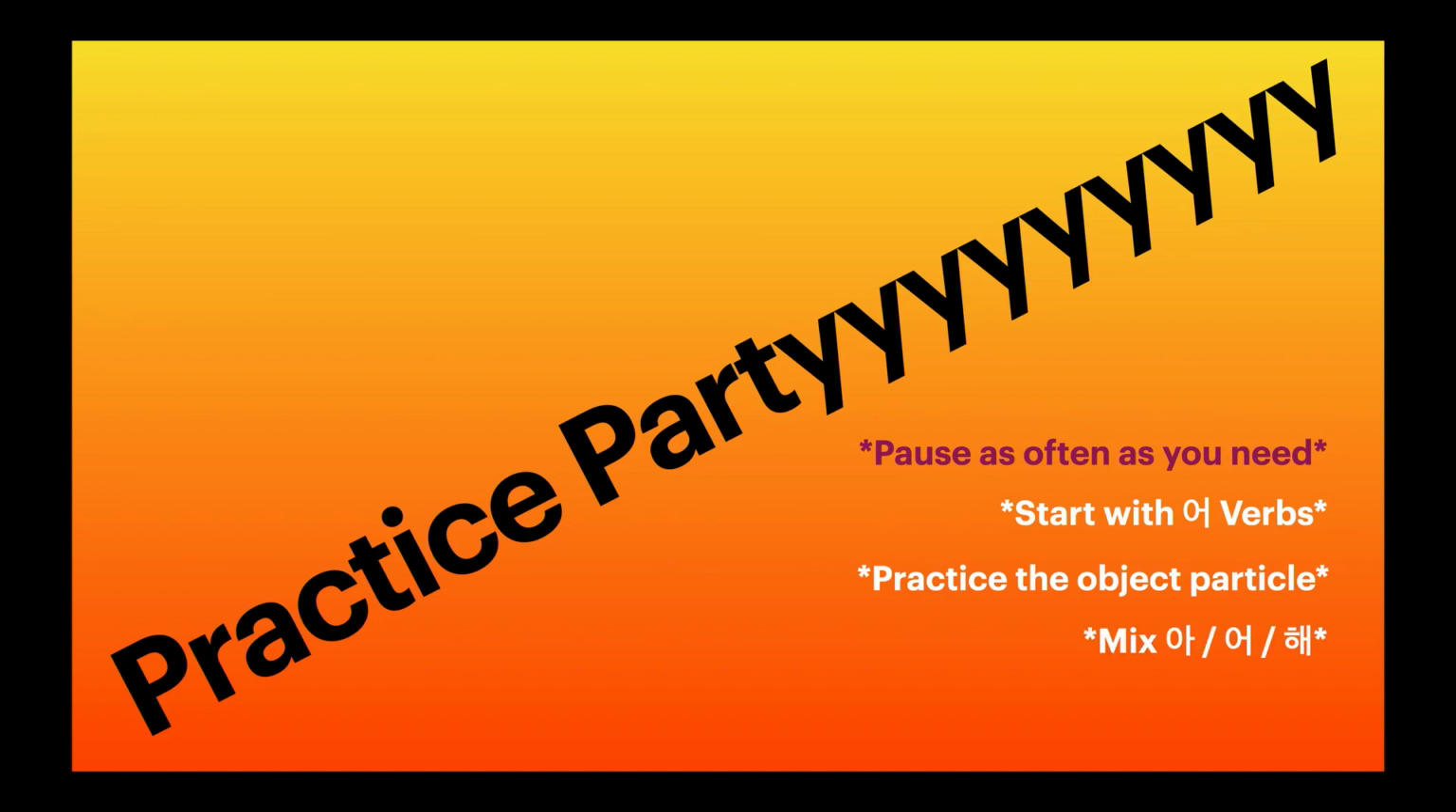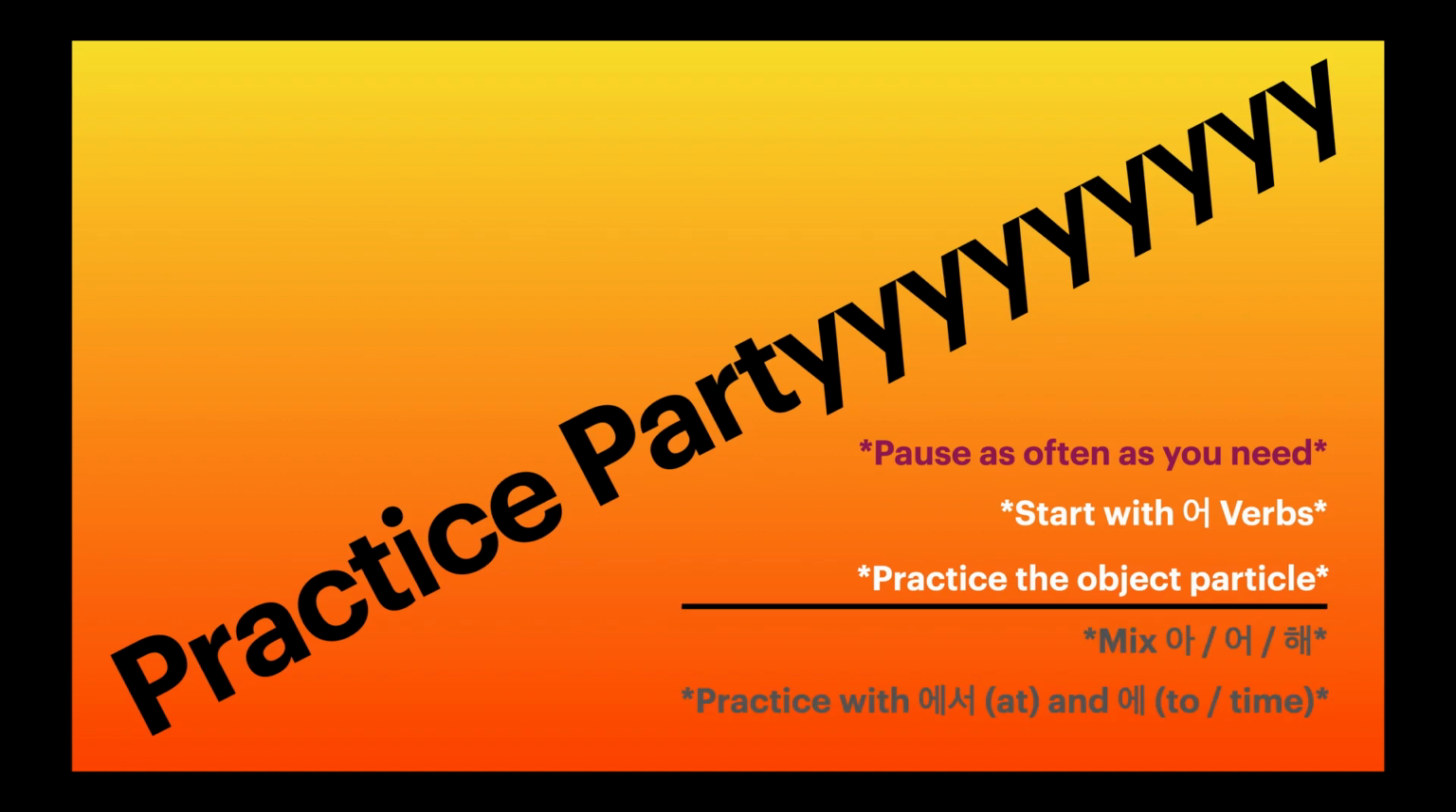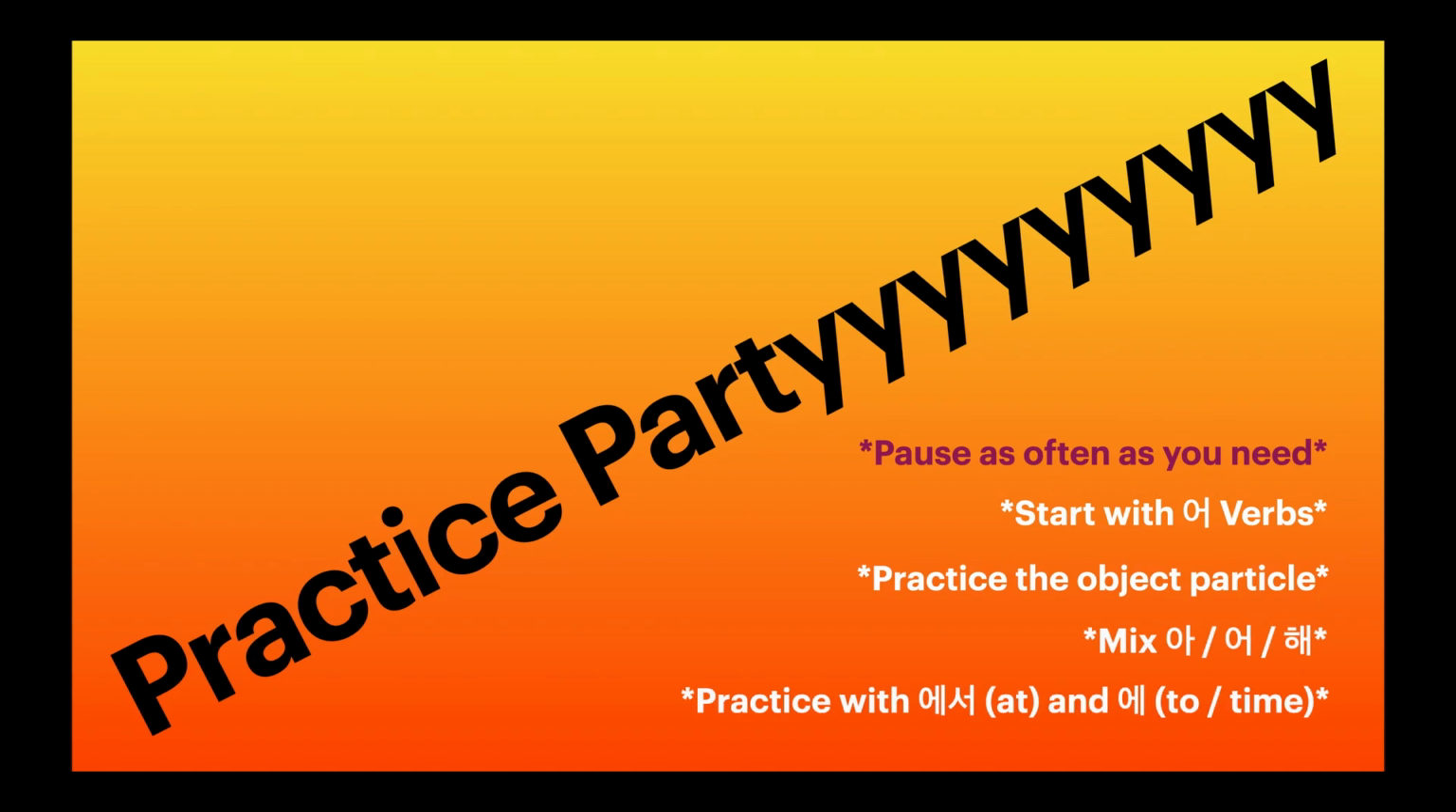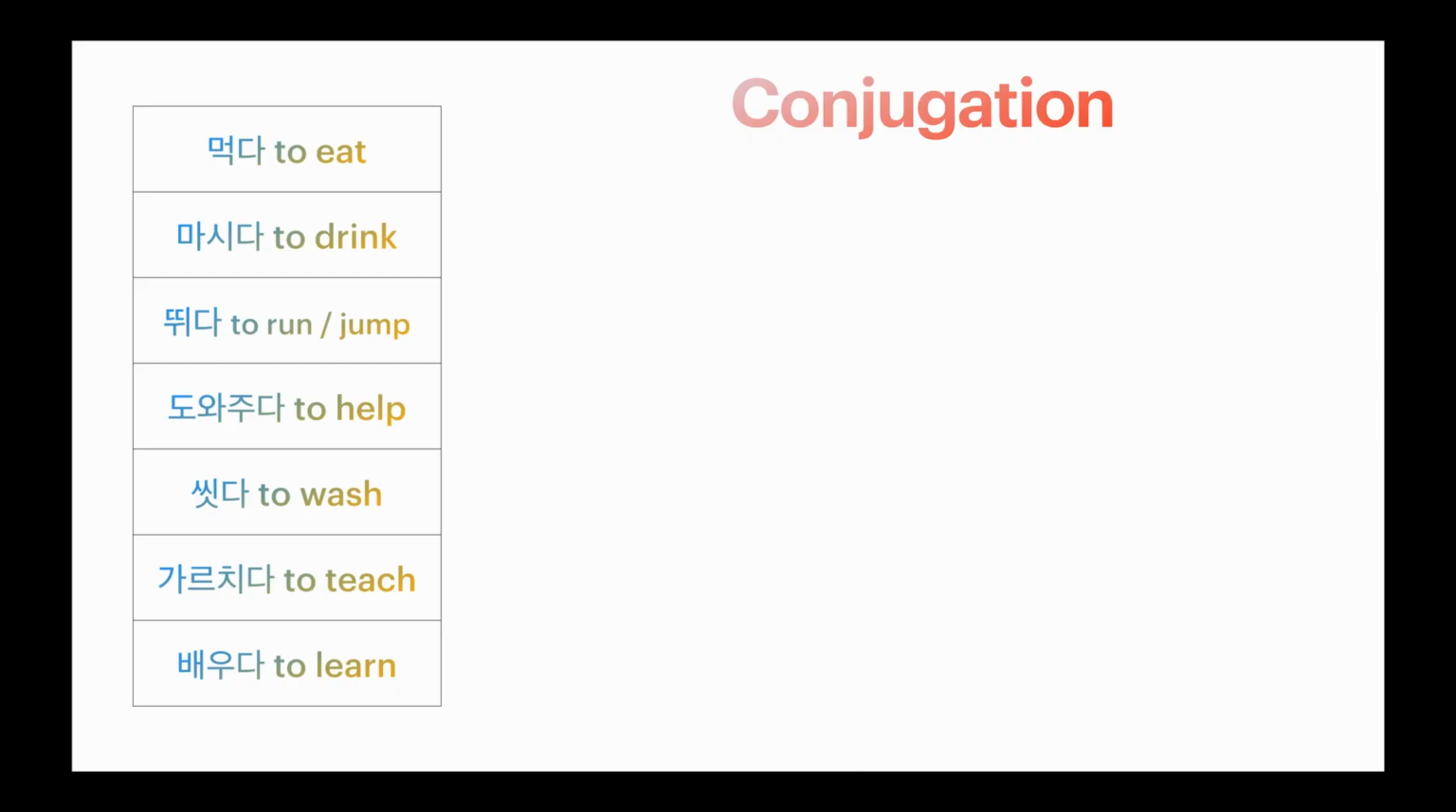In this particular practice party, we are going to start with all verbs as we just learned today, as well as the object particle. And then after that, we are going to mix all three verb types, a, o, and he, and then we're going to combine them with things that we have previously learned with 에서, the location particle, and 에, representing towards, like a direction or time. If you are an absolute beginner to Korean and this is the only video of mine that you have ever watched, then you'll probably want to stop after these two right here. But if you've been keeping up with the lessons, then we've got a challenge for you today. So let's go ahead and get started.